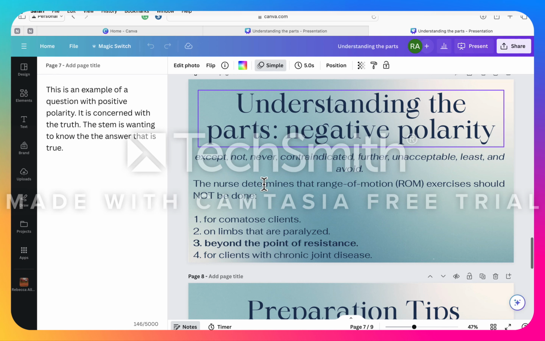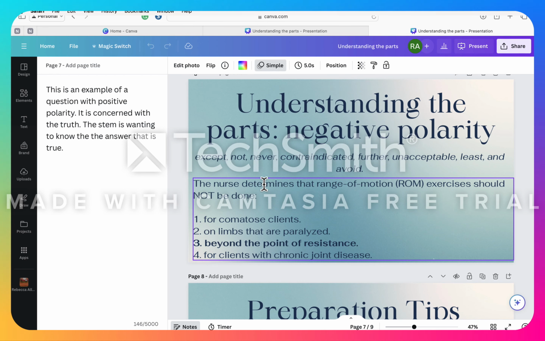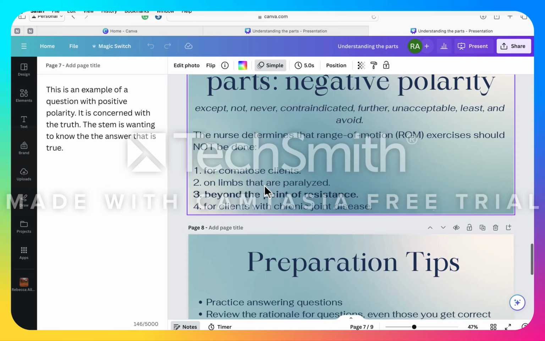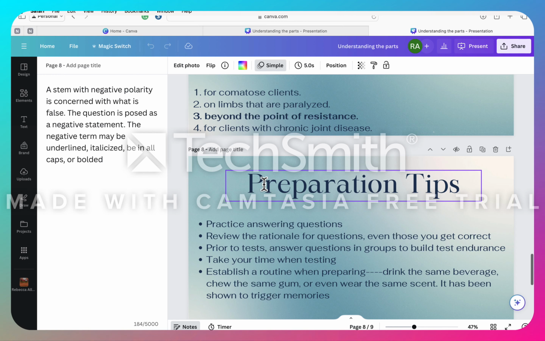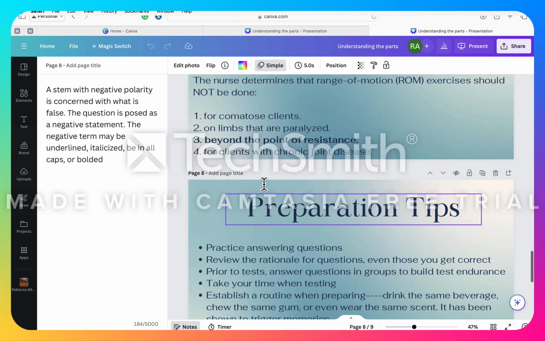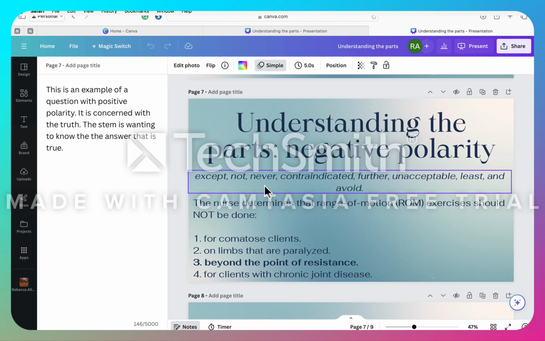Now, negative polarity. A negative polarity question is going to be concerned with the false. It's going to be posed as a negative thing. We're looking for the thing that is not true. These types of questions are going to have some words in them that indicate you are looking for a negative. You may see except, not, never, contraindicated, further, unacceptable, least, avoid, and these are only just a few.